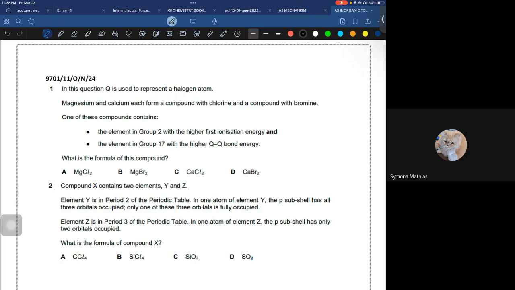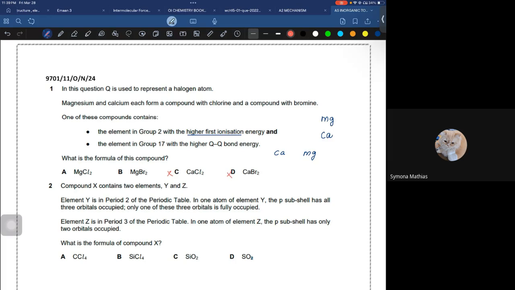Look, with the highest first ionization energy. What does it mean? You have the two elements, calcium and magnesium. Magnesium is above, calcium is below. So ionization energy decreases down the group, right? So magnesium should have higher ionization energy. So of course Mg should be correct. So either A or B. Options C and D are incorrect.